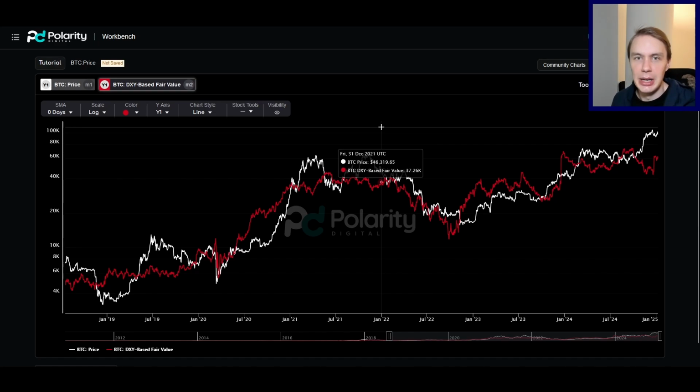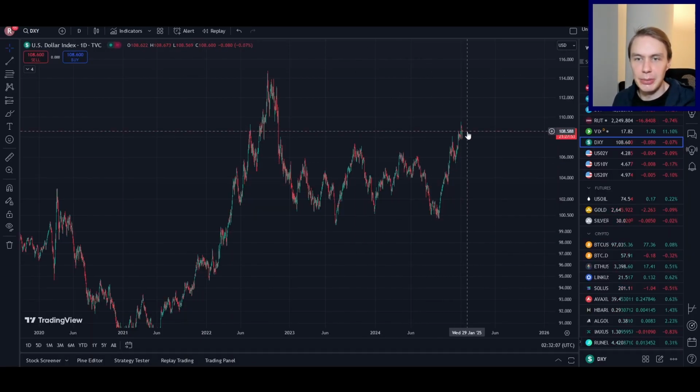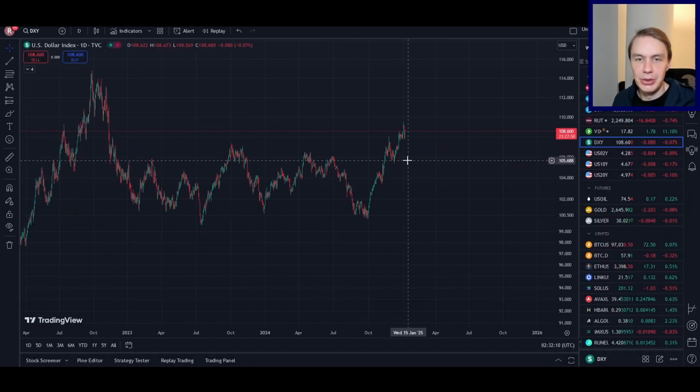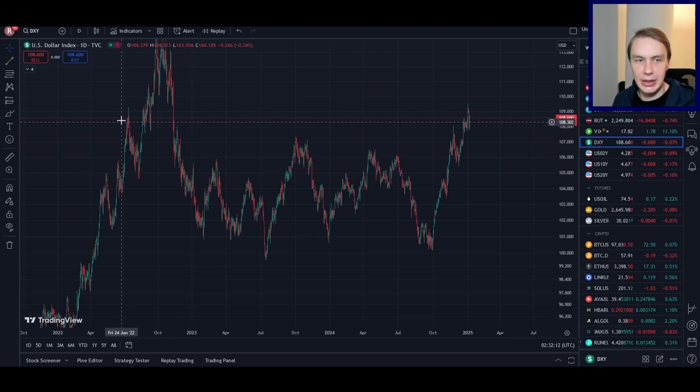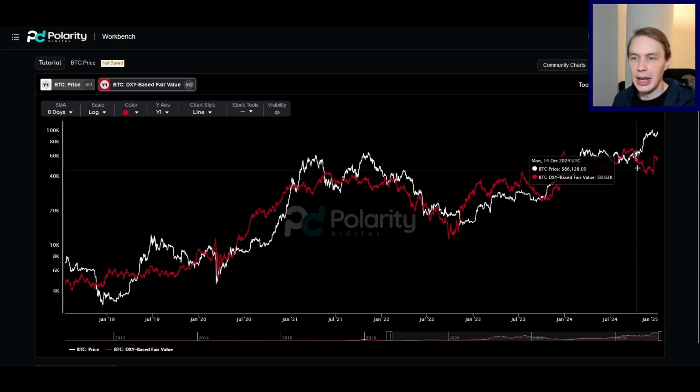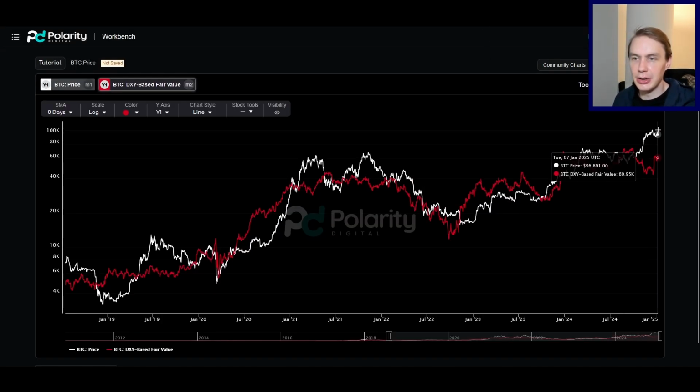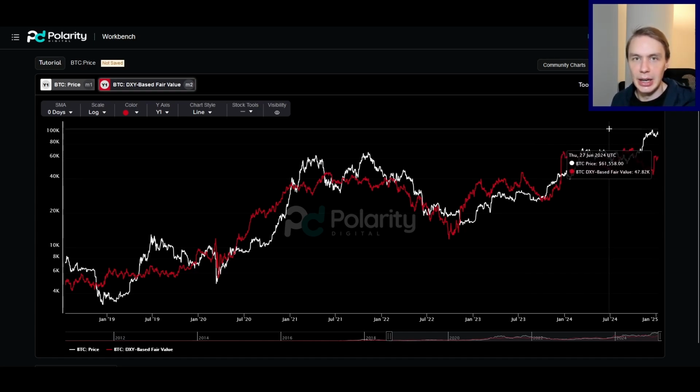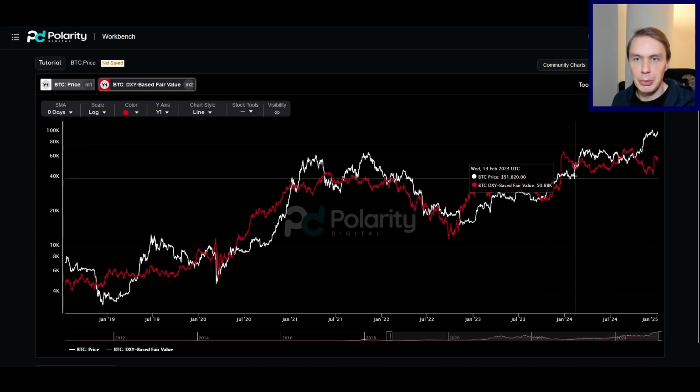So I personally am really going to be watching the DXY closely. You really want to see this get rejected at this level, have this act as resistance again, and ideally have this really correct heavily. That could add some tailwinds to then allow the fair value to get closer to where Bitcoin's at, and then set the stage for that next leg up. So this is another model I'm going to be watching closely.